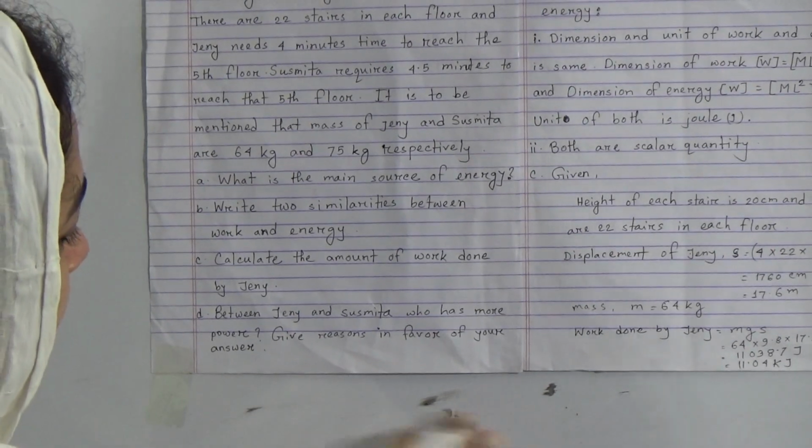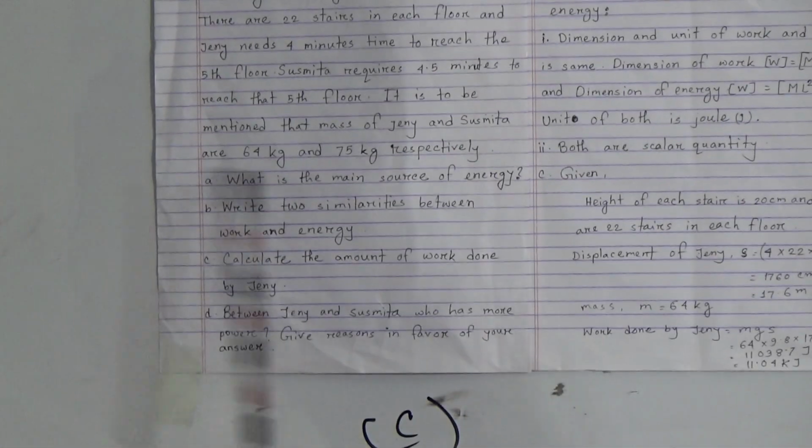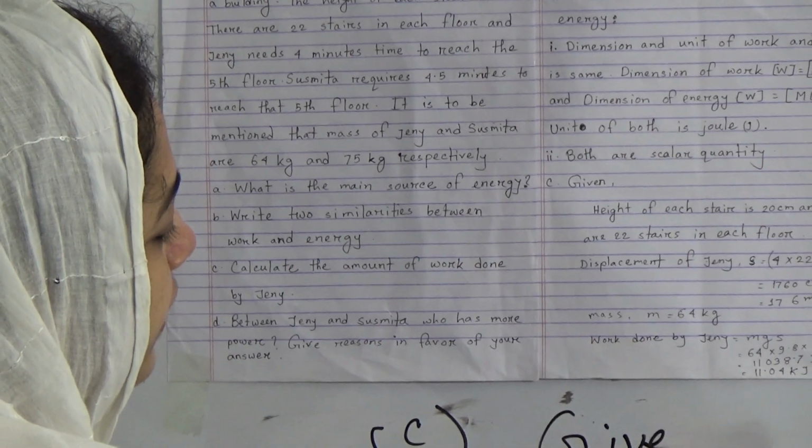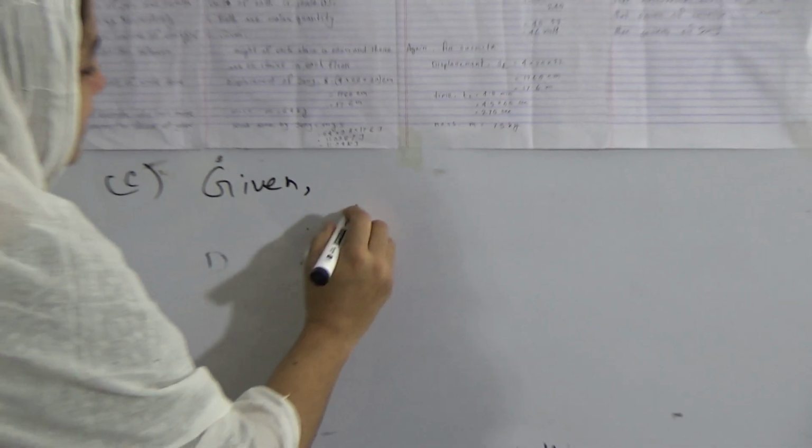Now we will solve question number C. Calculate the amount of work done by Jenny. That means write the given: the height of each stair is 20 centimeter and there are 22 stairs. We have to find out the displacement by Jenny.